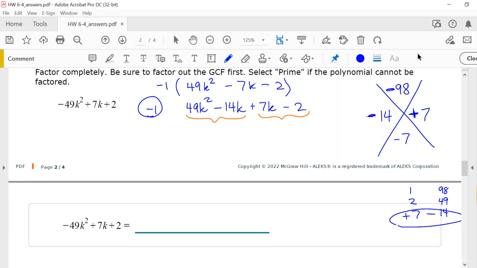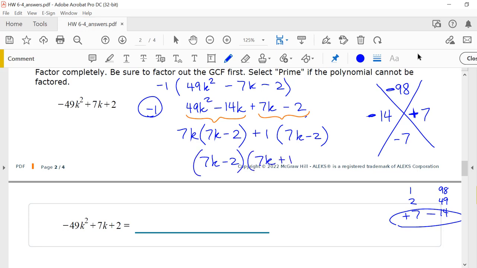From the first two terms, I know I can pull out a 7 and a k. I'd be left with 7k minus 2. I can't pull anything out of the second group, so I'm just going to put a plus 1 out there. So my factors are 7k minus 2 times 7k plus 1. And don't forget this negative 1 out front. So here's my answer.